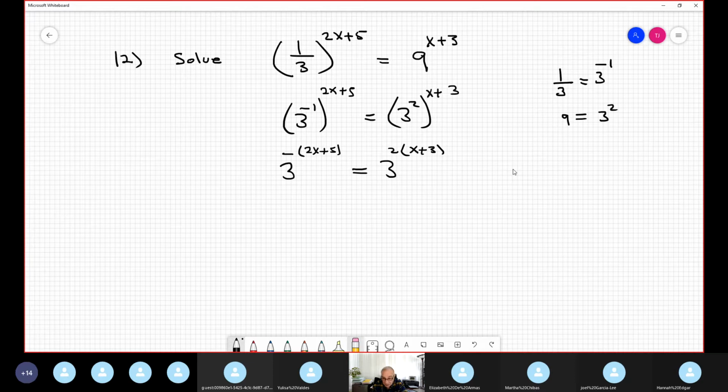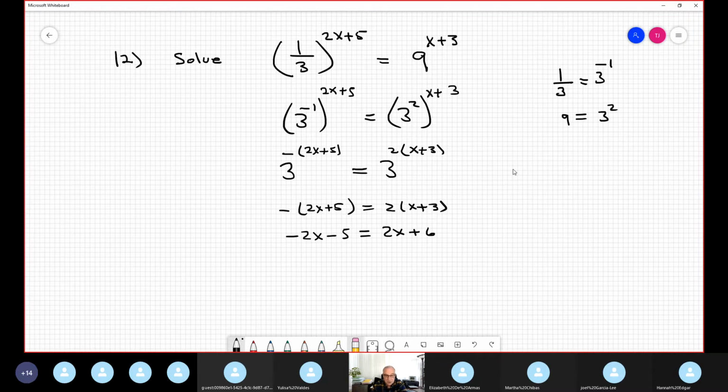The base is the same. I manipulated it with this intention. Therefore, the exponent should be the same. So minus 2x plus 5 is equal to 2 times x plus 3. Okay, you convert, magically, the exponential equation to a linear equation. So we say minus 2x minus 5 is equal to 2x plus 6.